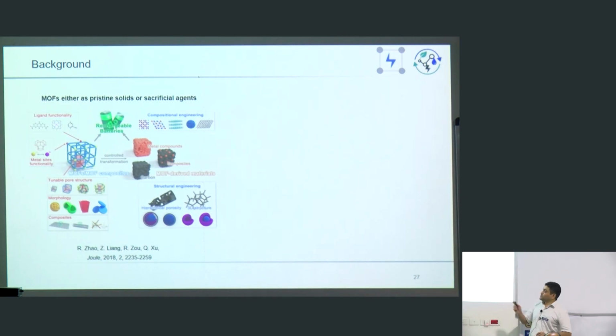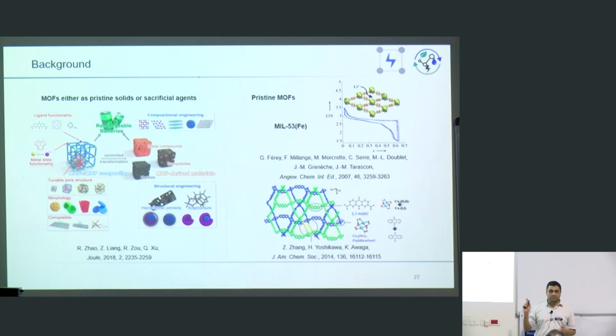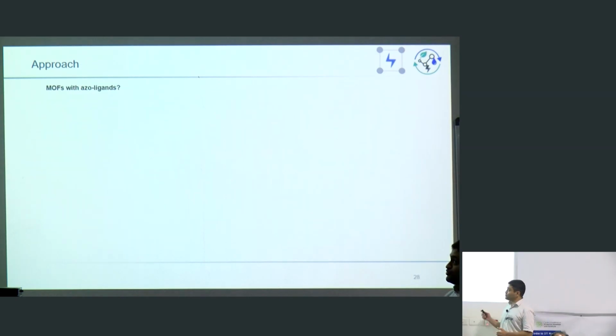But I said that pristine MOFs have been used in the past, and one of the first examples was this MIL-53 iron, where they used the iron redox from plus 2 to plus 3 to insert lithium ions. The other example came from this group in 2014, where they took a copper-based MOF, and the redox chemistry of copper 1 to copper 2 was utilized to insert sodium ions. Right. So coming back to this idea, whether we can use azo-based systems.